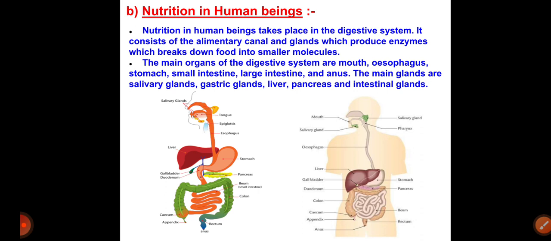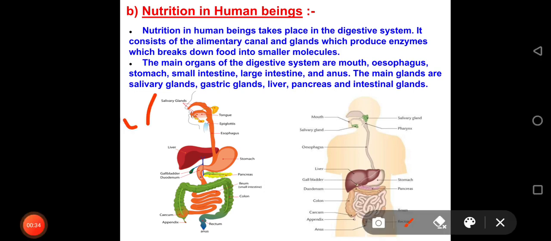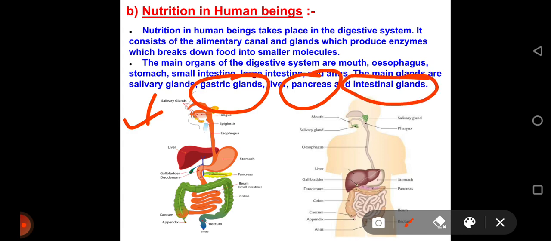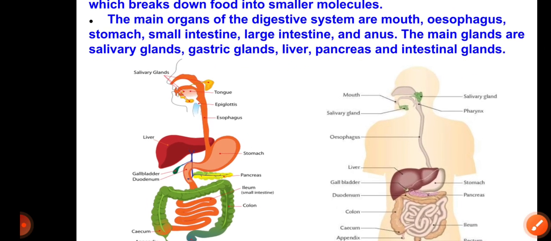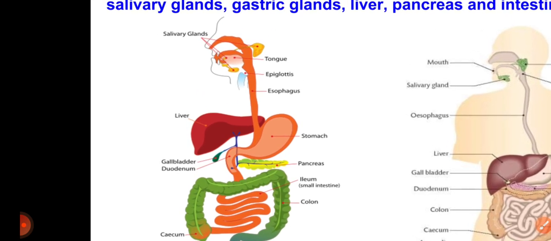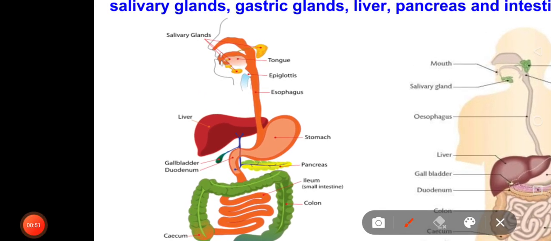The main organs of the digestive system are the mouth, esophagus, stomach, small intestine, large intestine, and anus. And the main glands of our digestive system are the salivary glands. Salivary glands release saliva. Gastric glands release pepsin, the liver bile juice, the pancreas pancreatic juice, and the intestinal glands enterokinase and other chemicals.